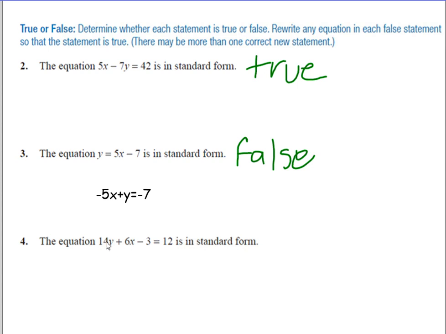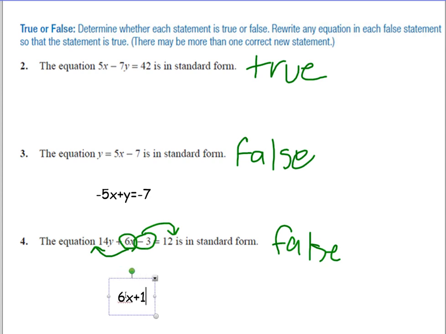For our third one, we have 14y plus 6x minus 3 equals 12. That's not in standard form either, and there are two things wrong. First, they put the x second, and it's supposed to go first. The other thing is that we have minus 3 on that side, so we need to move it over by adding 3 to both sides. When we fix both of those things, we will have 6x plus 14y equals 15. So that's the equation in standard form.